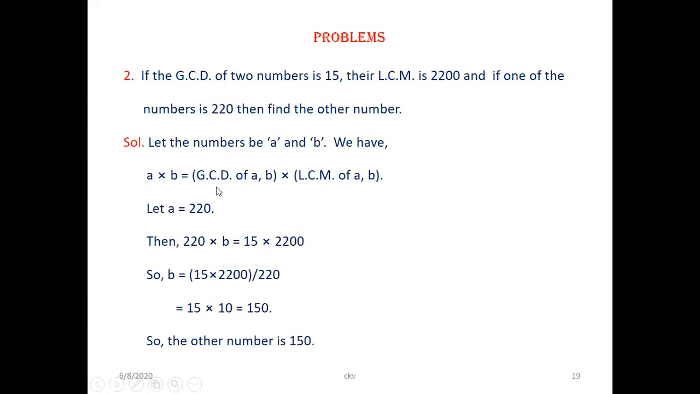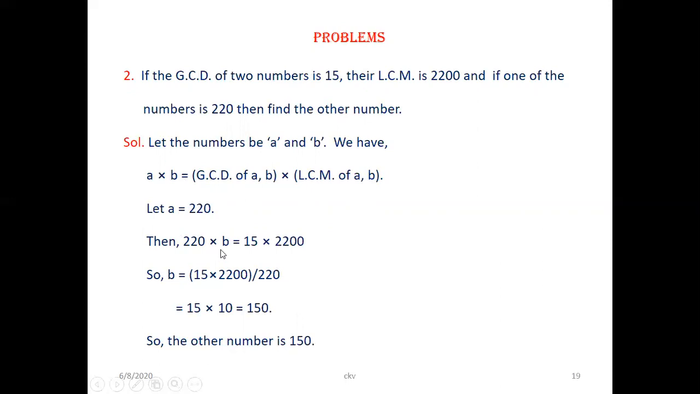So in place of GCD of 2 numbers, you put 15, and then LCM of 2 numbers is given as 2200. In this equation, you put 220 for A, and B you keep as it is. GCD of 2 numbers AB is given as 15, you substitute that here, and LCM of 2 numbers 2200, you substitute it here. So your aim is to find out B, the other number.